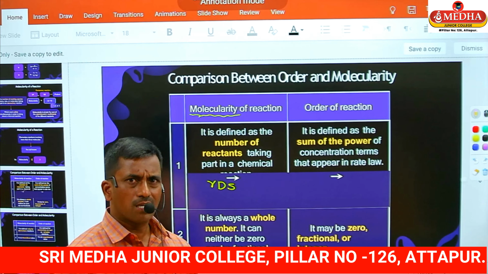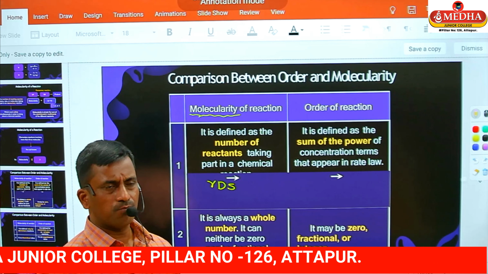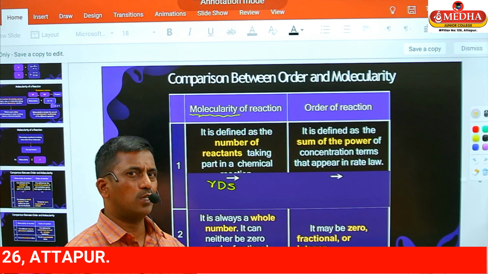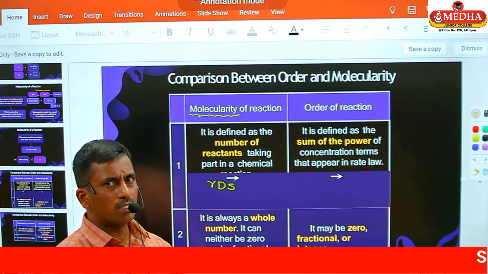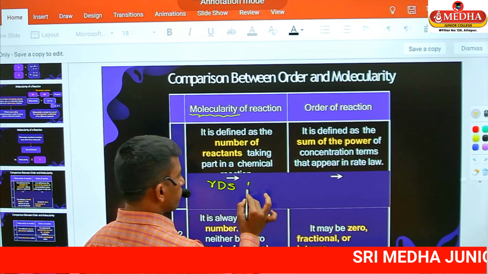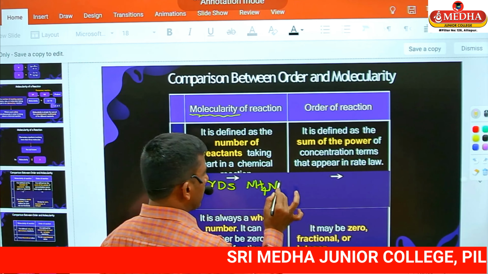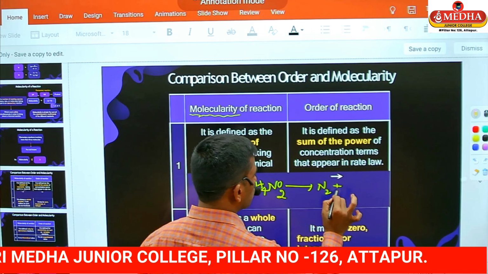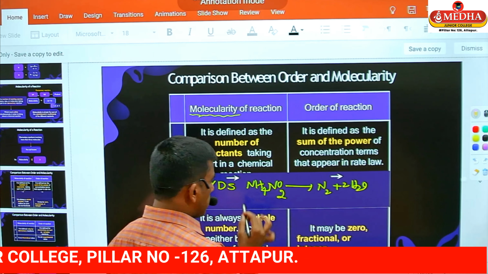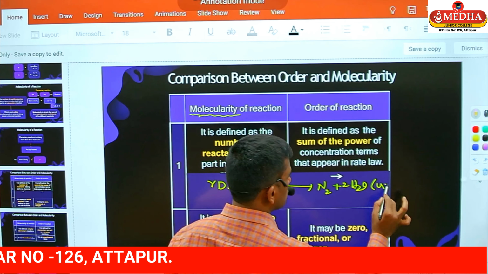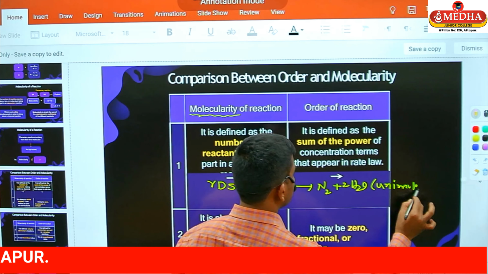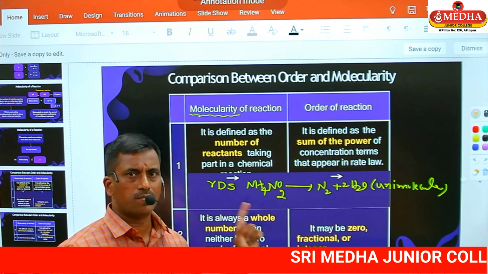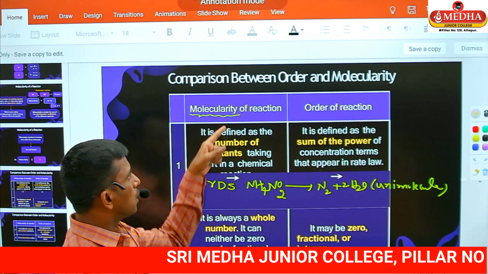Molecularity is again divided into different types: unimolecular, bimolecular and trimolecular reactions. What is a unimolecular reaction? For example, ammonium nitrite undergoes decomposition and gives N2 plus 2H2O. This reaction is called unimolecular. Why is it called unimolecular? Because only one molecule participates in the reaction.